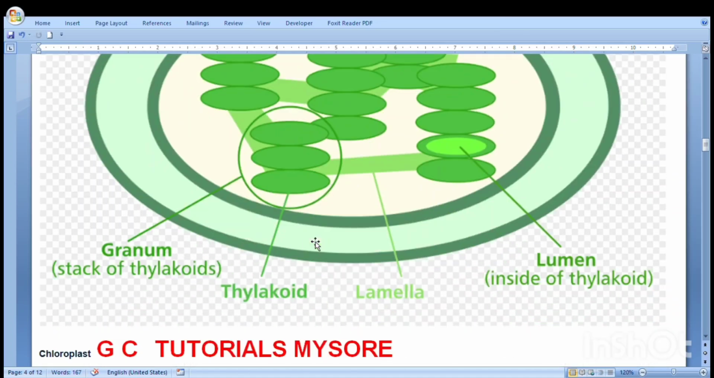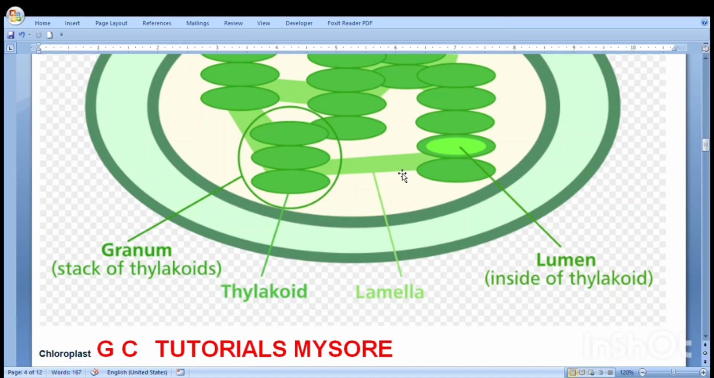Next come to the grana. This is a stack of thylakoids. Stack of means a number of thylakoids are considered as grana. This single structure is known as a thylakoid. A number of thylakoids together are considered as a granum. Stack of thylakoids is known as a granum, right?